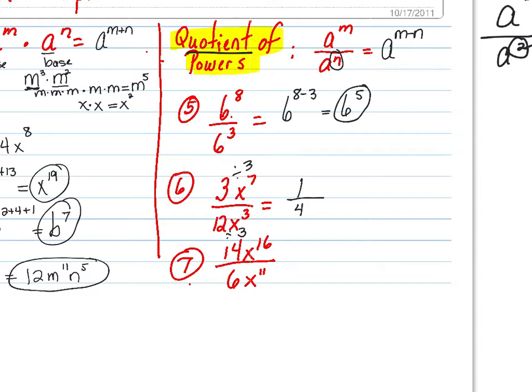Are the x's the same base? Yep. So we're going to take x to the 7 minus 3. So what is my answer going to be? Well, I'll help you out. It's going to be x to the 4th over 4. Could I put a 1 in front of the x to the 4th? Yeah, I could, but it's not needed.